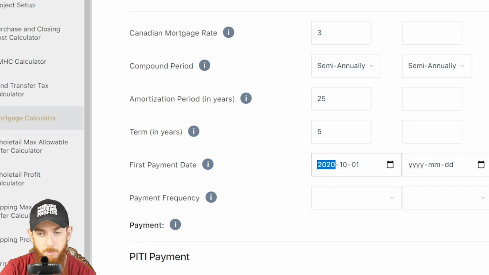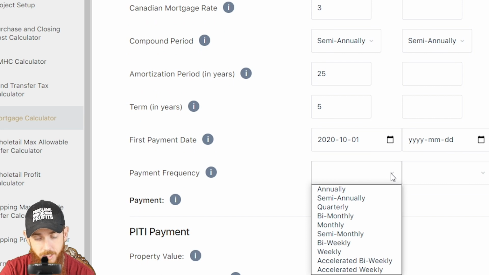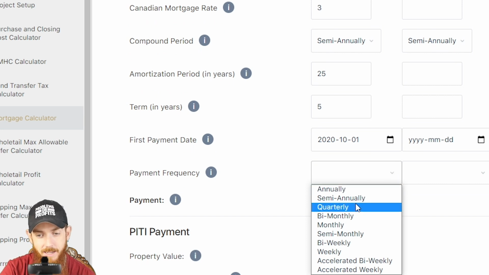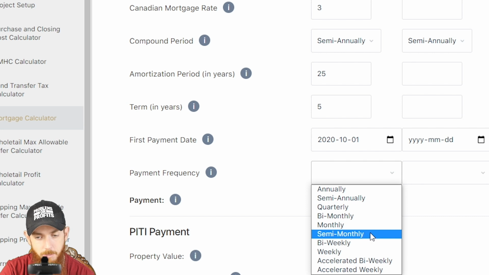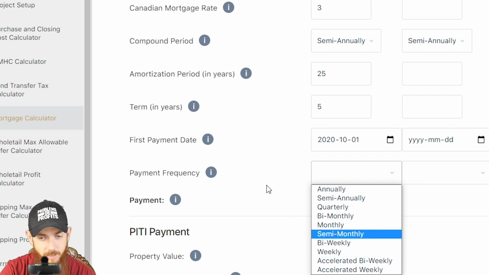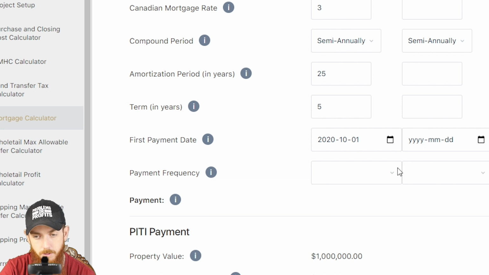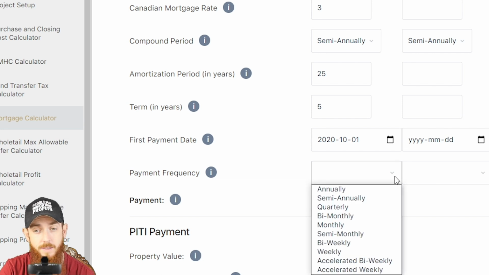And then our payment frequency. This is something that I'm really proud of. I believe this is the most robust options available to you as a Canadian investor when it comes to mortgage calculators. We've got annual, semi-annual, quarterly, bi-monthly, monthly, semi-monthly, bi-weekly, weekly, accelerated bi-weekly, and accelerated weekly. If you've got any questions about that, you can always hover over the eye, and really this is used to determine the number of payments per year. So most often the default for Canadians is going to be monthly.